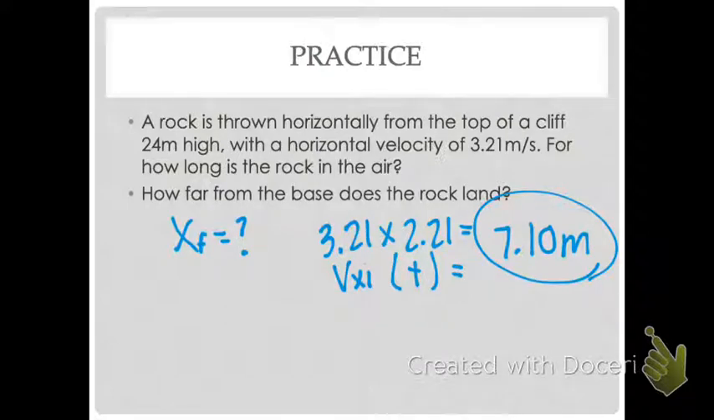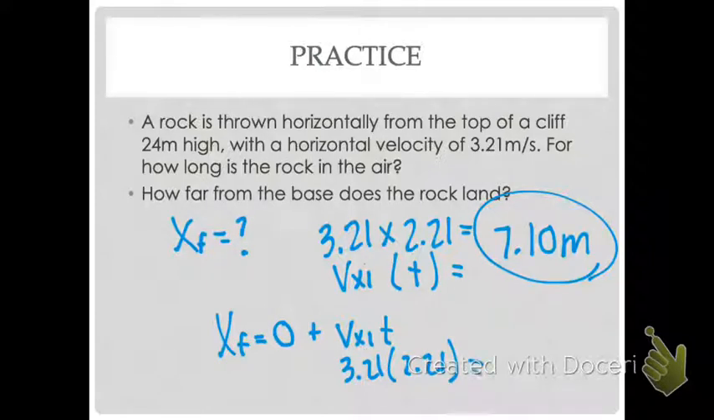I use the second horizontal, right? If I wanted to solve for XF, take a look at what equation I need to do that. Okay. I'll write it out a little bit neater. XF equals 0 for XI plus VXI times T. So this means 3.21 times 2.21. That's how I got 7. Okay, and I know since I'm solving for X, my unit has to be meters.